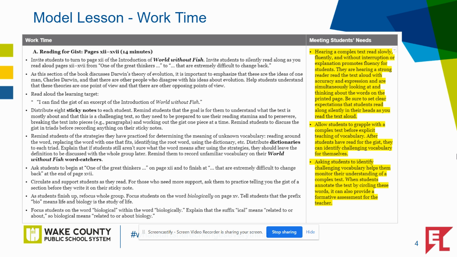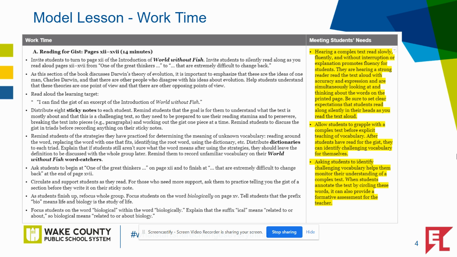As we move into the work time portion of the lesson, EL has provided a few scaffolds within the instruction. Students are asked to read and take gist notes on a section of the introduction in World Without Fish. Students first listen to the teacher read the section of the text aloud. According to EL, hearing a complex text read slowly, fluently, and without interruption or explanation promotes fluency for students. They are hearing a strong reader read the text aloud with accuracy and expression, and are simultaneously looking at and thinking about the words on the printed page.